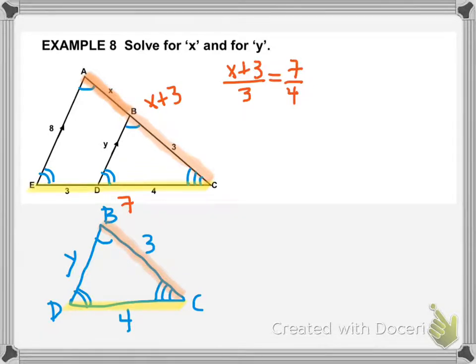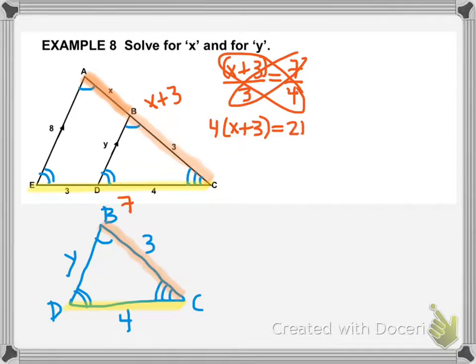Let's go ahead and solve this one. Remember, if you have a binomial, put parentheses around it. We're going to cross multiply. So we've got 4 times (X plus 3) as one cross product, and that equals the other cross product, 3 times 7, or 21. So there's one equation. We'll distribute the 4: 4 times X is 4X, 4 times 3 is 12. That equals 21.